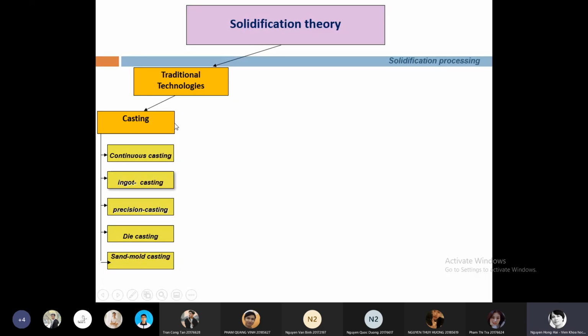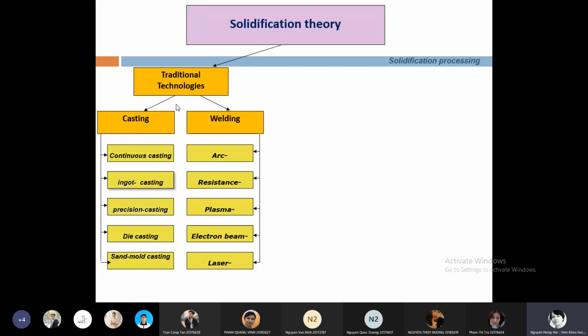Casting is applied in the whole volume of the detail. Casting and welding. We have a lot of kinds of welding methods: arc welding, resistance welding, plasma welding, electron beam, laser, and so on.